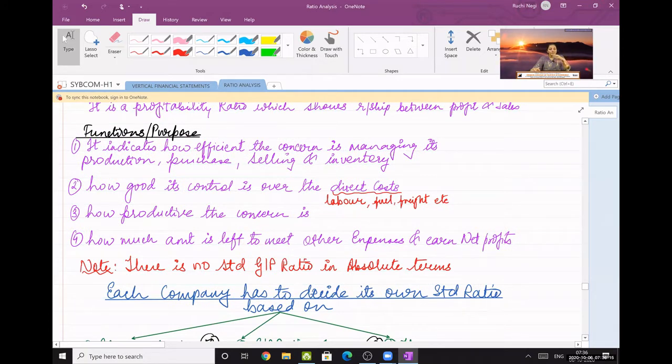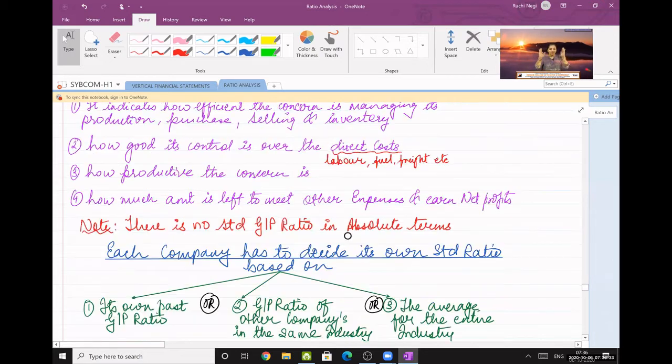There is no industry ratio set कि GP ratio इतना होना चाहिए या इससे ज़्यादा होना चाहिए, इससे कम नहीं होना चाहिए. ऐसा कोई standard ratio नहीं है GP ratio निकालने के लिए. Okay, there is no standards mentioned. So see, I have written there is no standard GP ratio in absolute terms. Okay, there is no set rules that a GP ratio should be this proportion, should be this percentage.